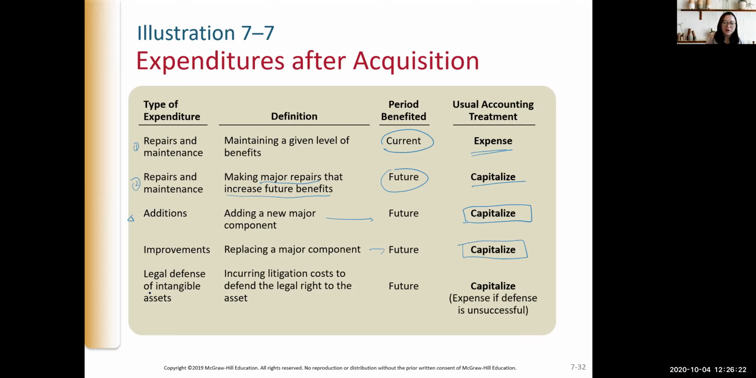And then if you are paying legal fees to defend the intangible asset, it's also because you want to maintain the rights of using it for the future period, right? Therefore you will capitalize it. However, if those legal battles end up with a loss, you have to expense it, because you didn't really sustain the intangible asset's life, or you didn't successfully defend the case, and the intangible asset has to be canceled or written off. In that case, you have to expense those legal fees.